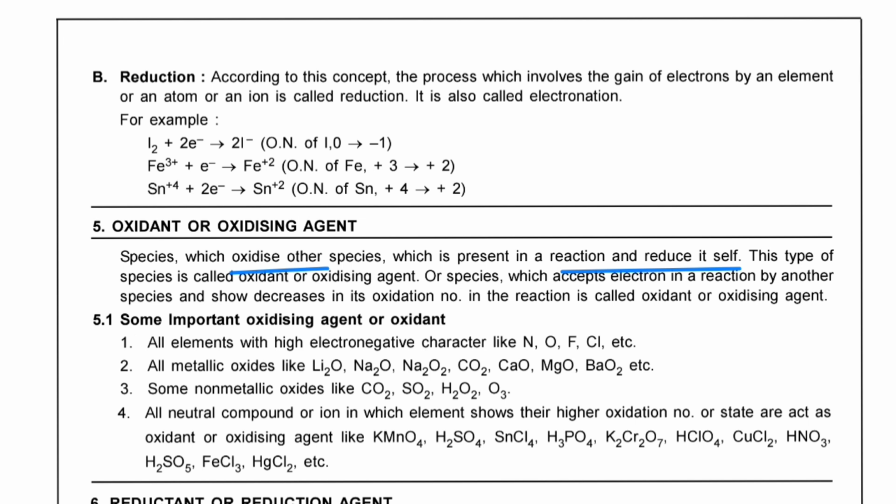Here are some examples. You can see electronegative elements like O2, F2, Cl2, metallic oxides like Li2O, Na2O, and CO2 which is non-metallic. Some metallic oxides and non-metallic oxides act as oxidizing agents.